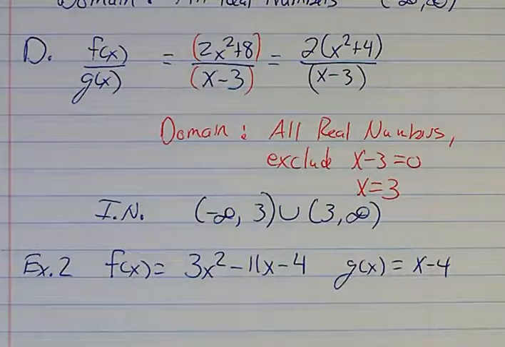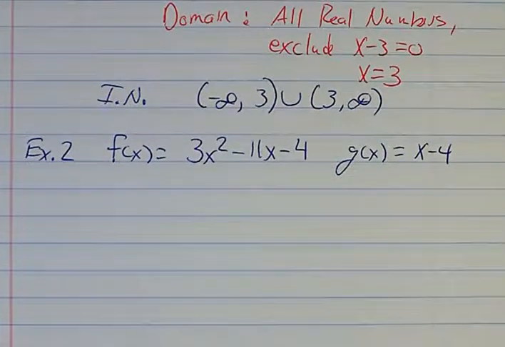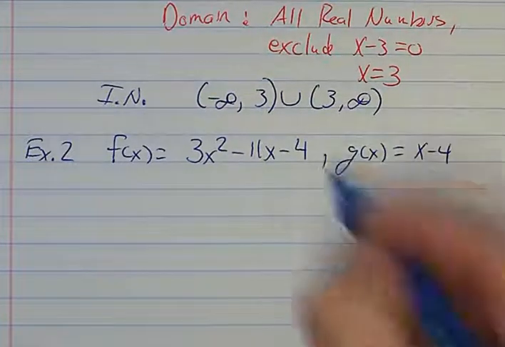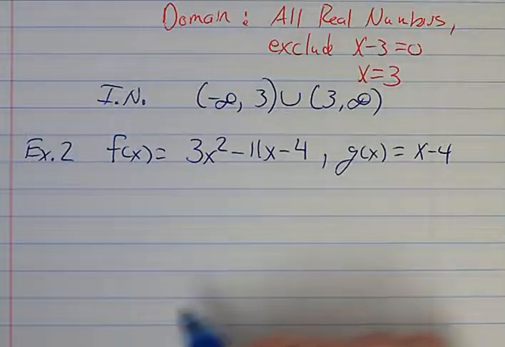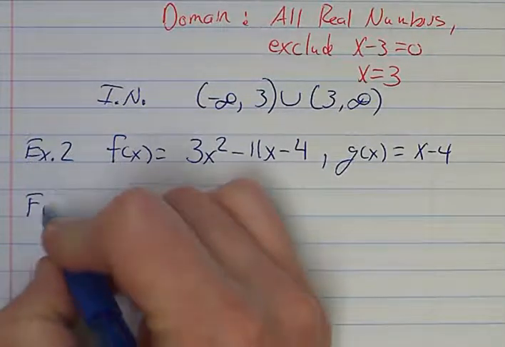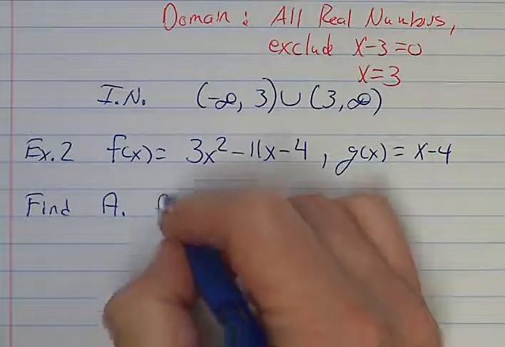So for this one, we've got 3x squared minus 11x minus 4 for f of x, and for g of x, we're going to do x minus 4. And for this one, we're not going to do all of them because addition and subtraction are almost the same thing. We are going to do subtraction on this one, because that's the one I want you to be careful of. So for part A, we're going to do f of x minus g of x.